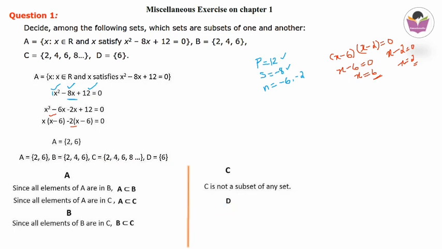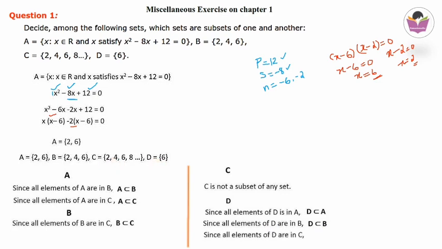Then when we take D, you can see D is {6}. D has only 1 element, that is 6, so it is there in A, and the same element is there in B also, and the same element is there in C also. This means all the elements of D are in A, so D is a subset of A. And all the elements of D are in B, so D is a subset of B. And again all the elements of D are in C as well, so D is a subset of C. So this is the way we calculated.